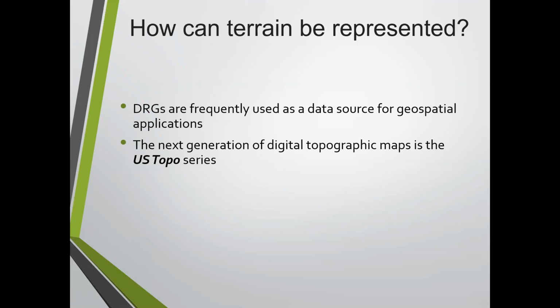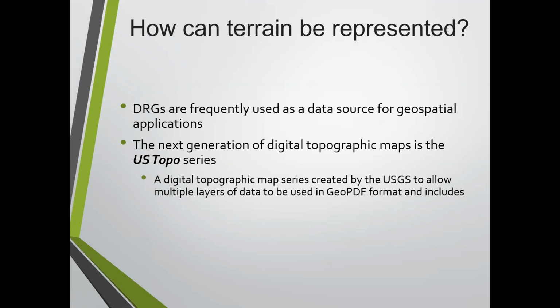It's called the US Topo Series. And so this is also digital topographic maps that have been created by the USGS. These also have multiple layers of data. And I think they're basically similar to those DRGs. But I think they're a little different. They're probably still the scan versions, but I think they've been cleaned up. But these are in a different format called a GeoPDF. So that's your typical PDF format, your portable file format that a lot of people use.